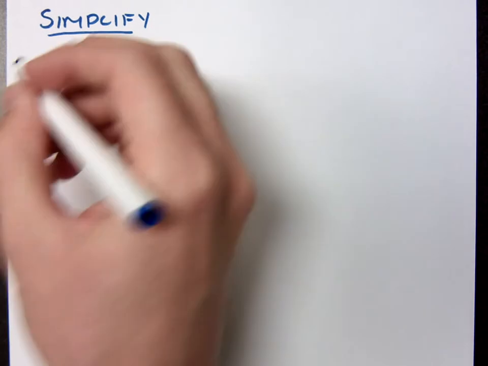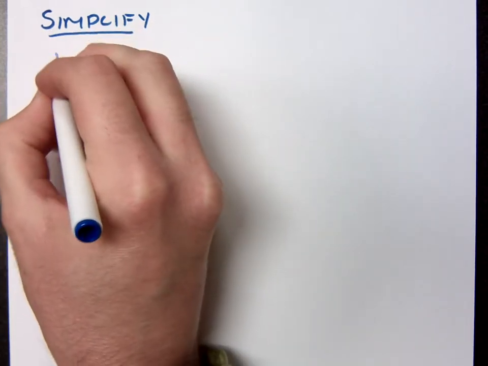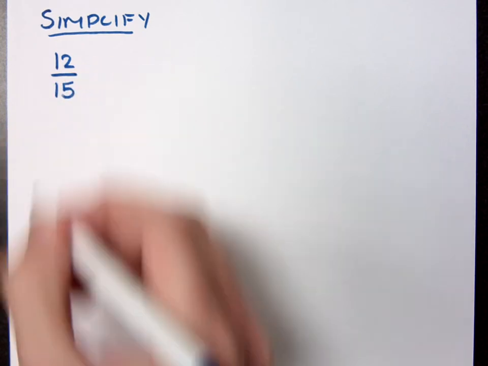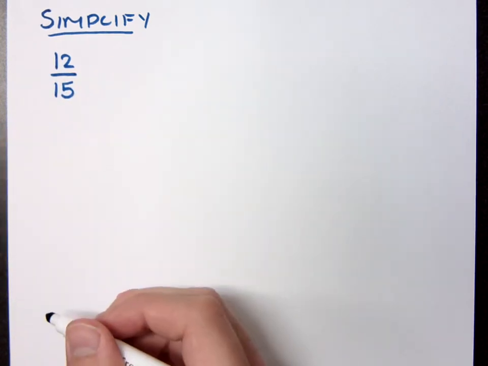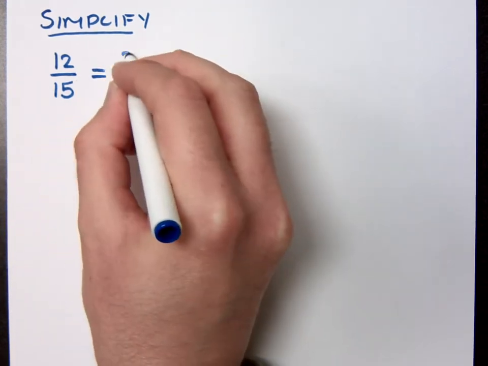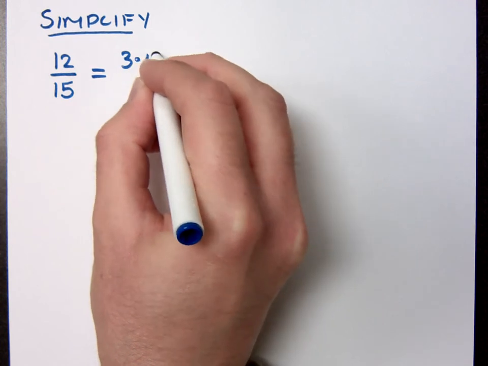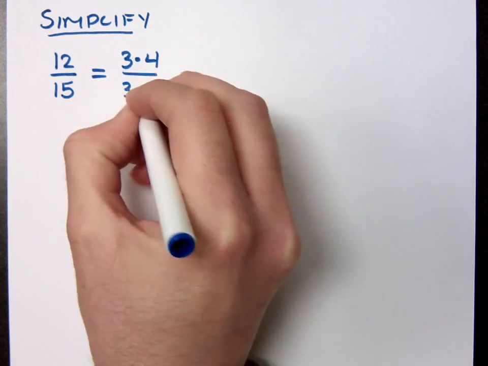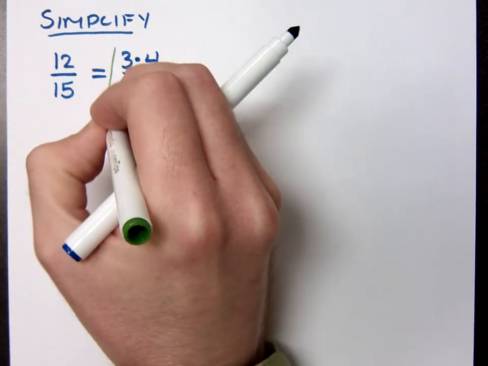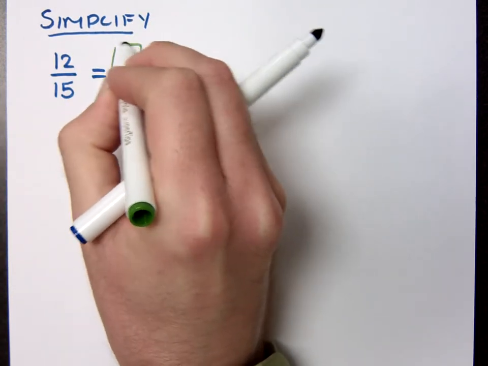Now, remember, if you're simplifying a fraction, if I have something like 12 over 15, how would you simplify that? 3 goes over. You know, 3 is a common factor, right? So really the best way of doing this is that you can write this as 3 times 4 over 3 times 5, right?